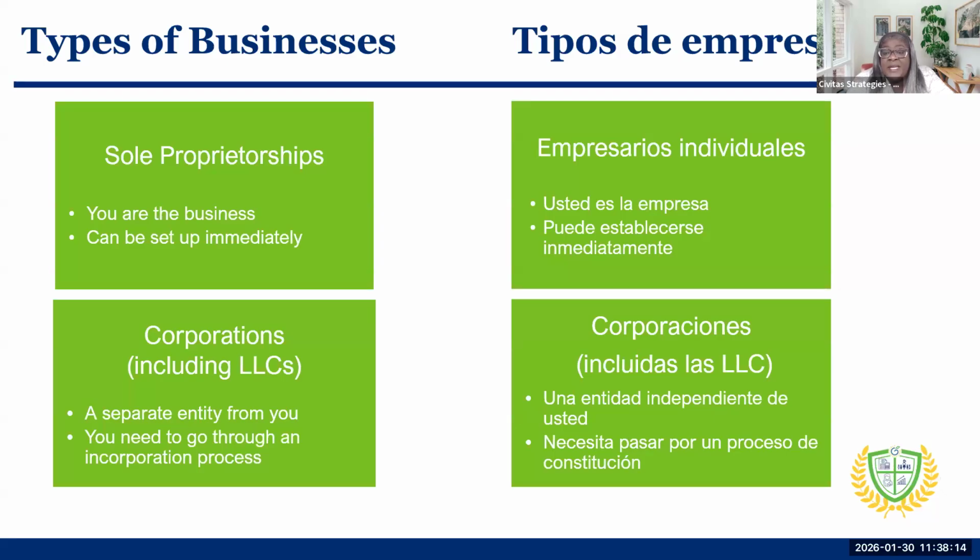Now, when you're thinking of basic business structures, there are two: sole proprietorships or corporations. With sole proprietorships, you are the business and the business is you. So these are the easiest to set up. They can be done very easily. Corporations, which do include LLCs, are separate business entities, and there is an incorporation process that you have to go through. It does involve some cost and some administrative steps that you will need to take in order to establish a corporation.